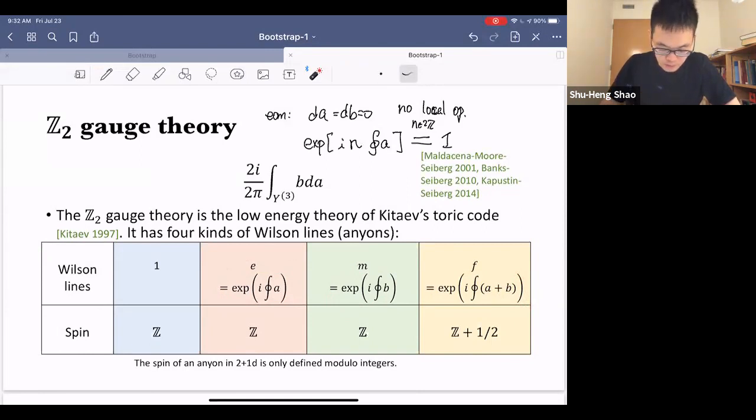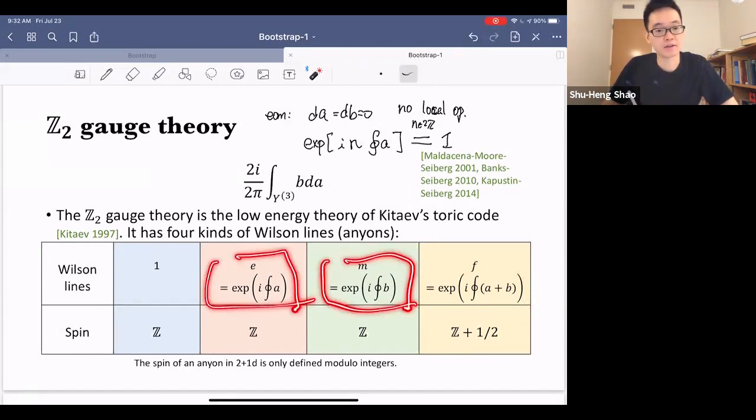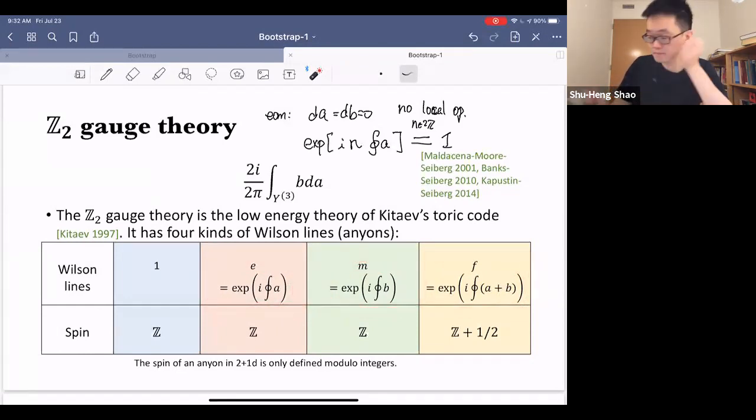Why is this a Z2 gauge theory? The way to think about it is that you can think about this guy as a Z2 Wilson line. This guy is something like a magnetic line. And this is like a dyonic line. And this is the right spectrum for Z2 gauge theory. Okay. So in total, we have these 4 lines.